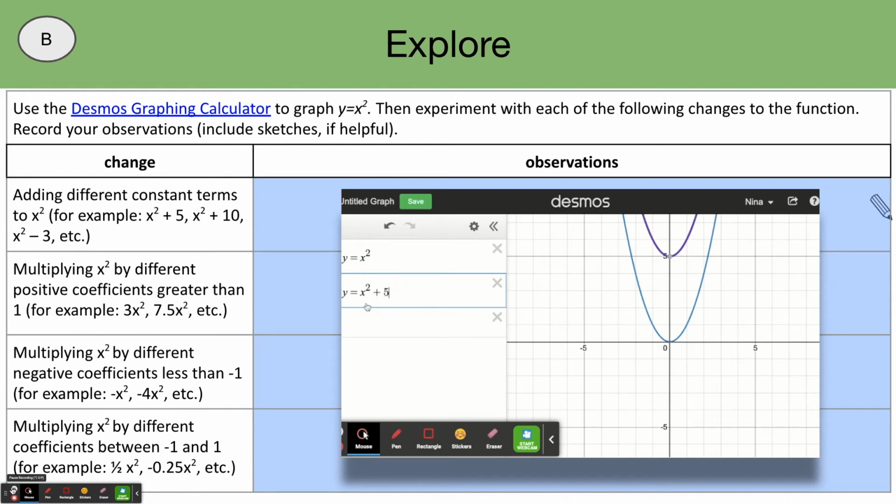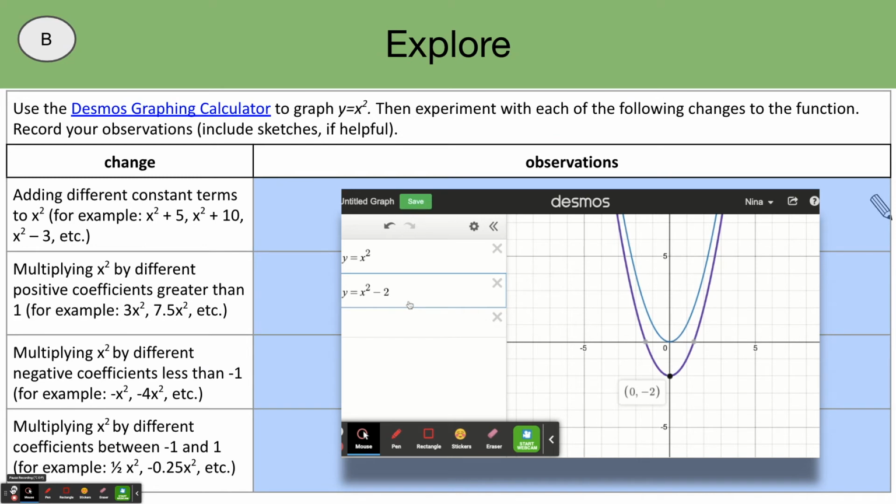What happens if I add, I'm going to come up with my own, 3. I see it shifted up vertically 3 units, and it's at the y-intercept of 0, 3. So I'm going to say that if I do -2, it's going to shift down 2 units. So I was correct, it shifted down 2 units, and it's at the y-intercept 0, -2. So take note and make observations of what happens.